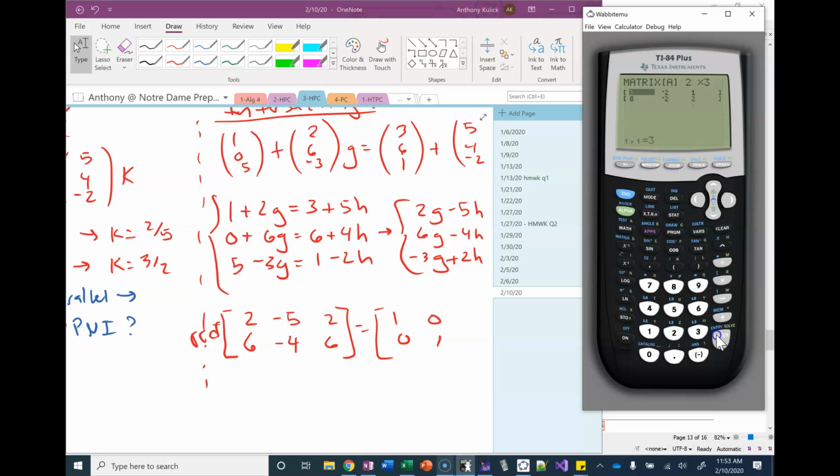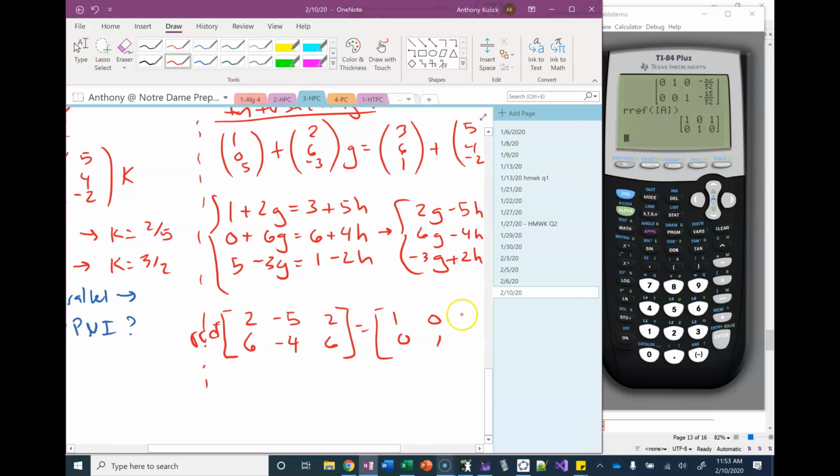So 2 by 3, so 2, negative 5, positive 2, 6, negative 4, positive 6. Exit out. Go back in our matrix, do our RREF on our matrix A. So what this tells me is that G is equal to 1 and H is equal to 0. Is that okay so far, Lindsay?